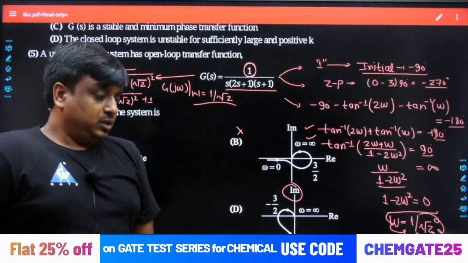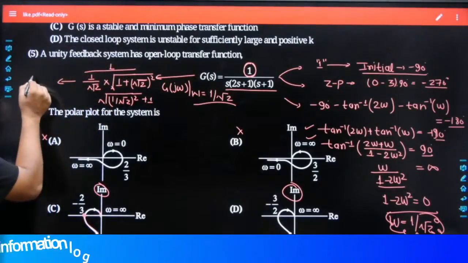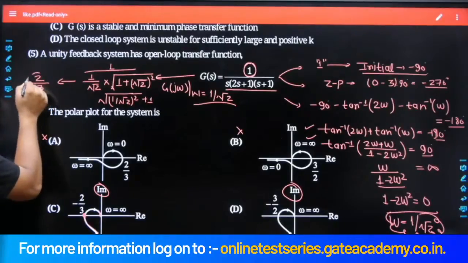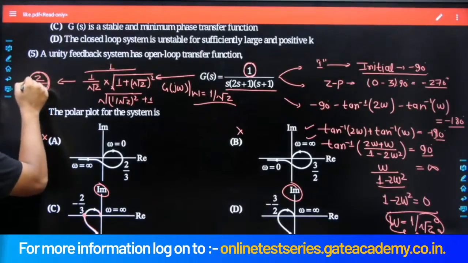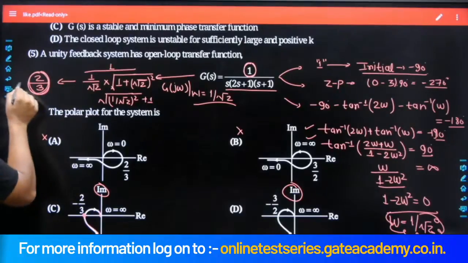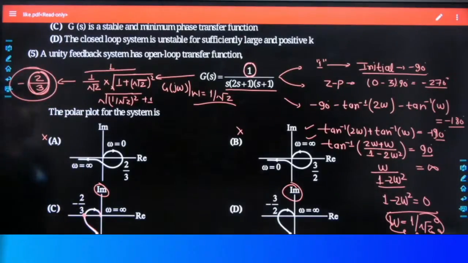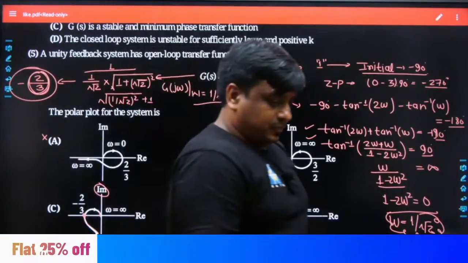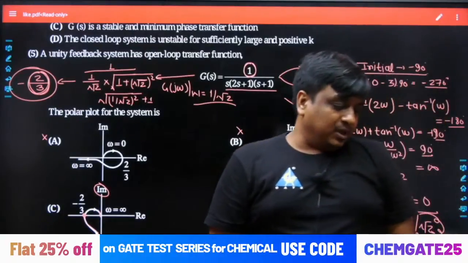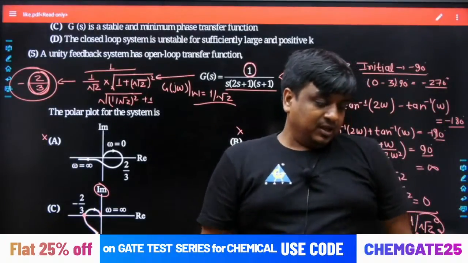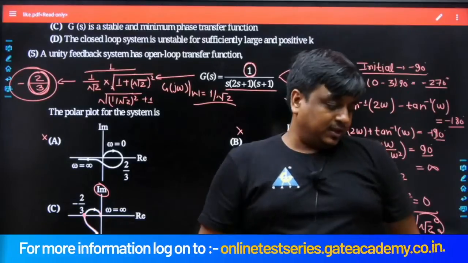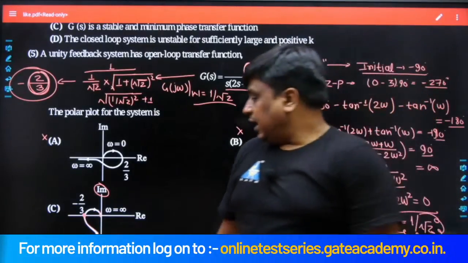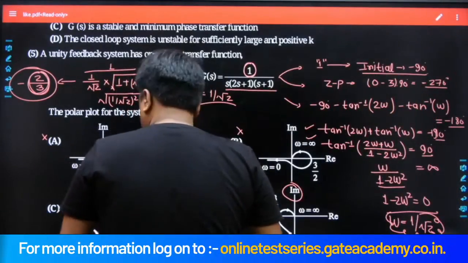Yes. So the answer we are going to get is 2 by 3, and as we were talking about the intersection over the negative real axis, a minus would be added over here. So it's minus 2 by 3. So the best answer we have got out of this problem is minus 2 by 3. Agreed, no? I think it's the right time to move forward and take the next question.